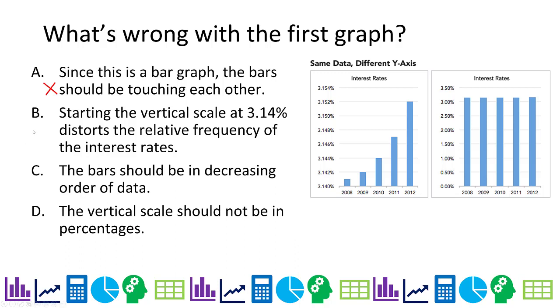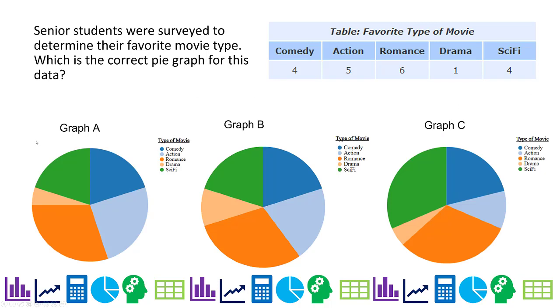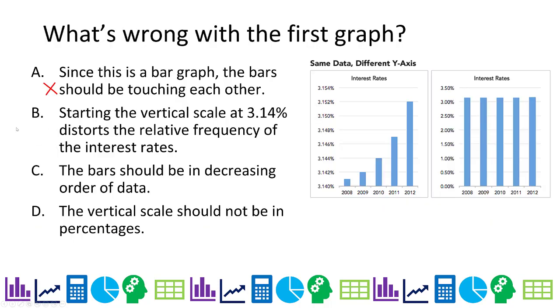All right. Starting the vertical scale at 3.14% distorts the relative frequency. I think that's it. Oops, let me go back. Go back to pointer. Pen. All right, so I think that's right.